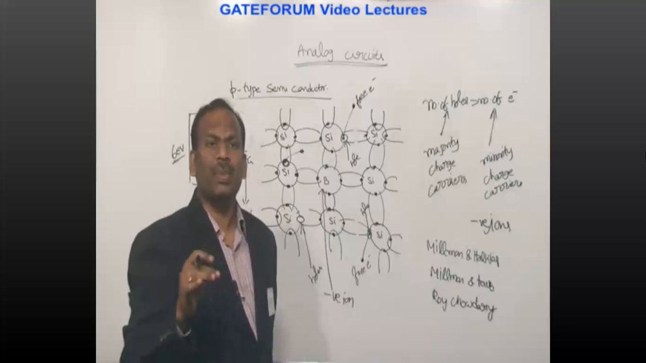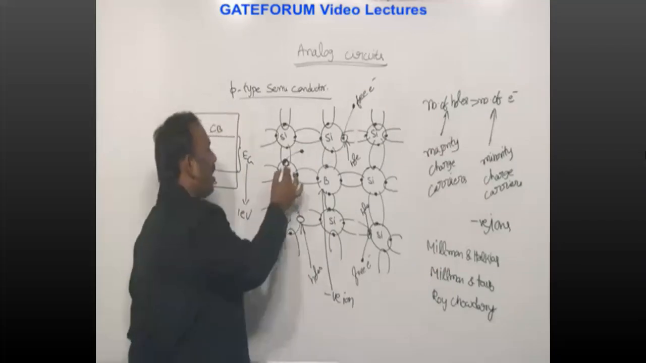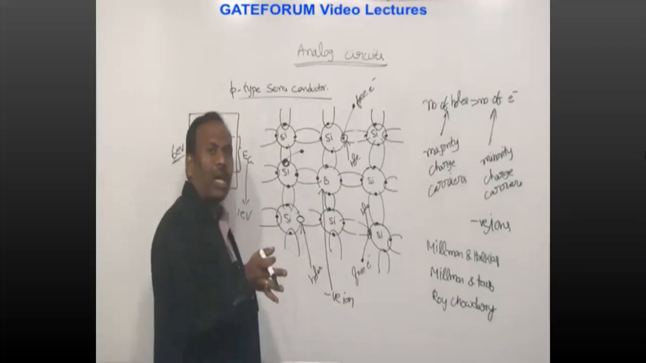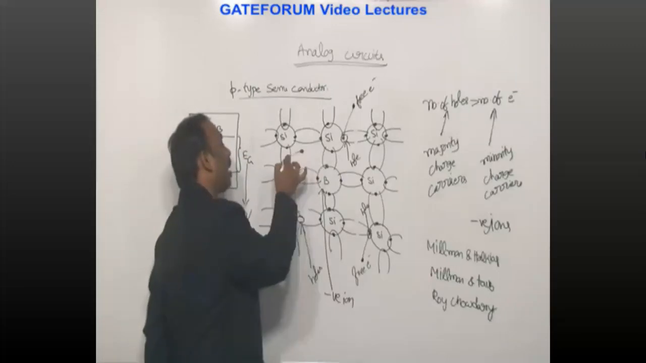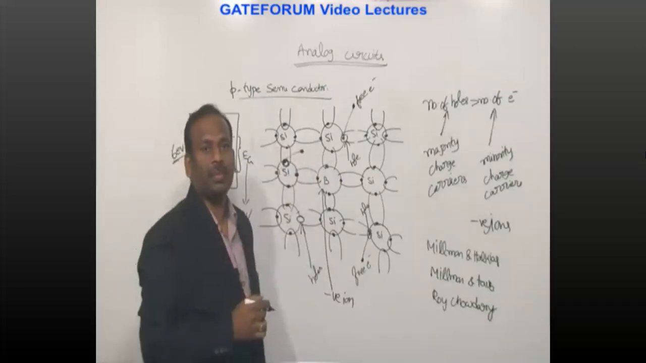Can you please explain in detail the concept of electron and hole? Clear now? How is a hole created? If you break the covalent bond, then a free electron hole pair is generated.